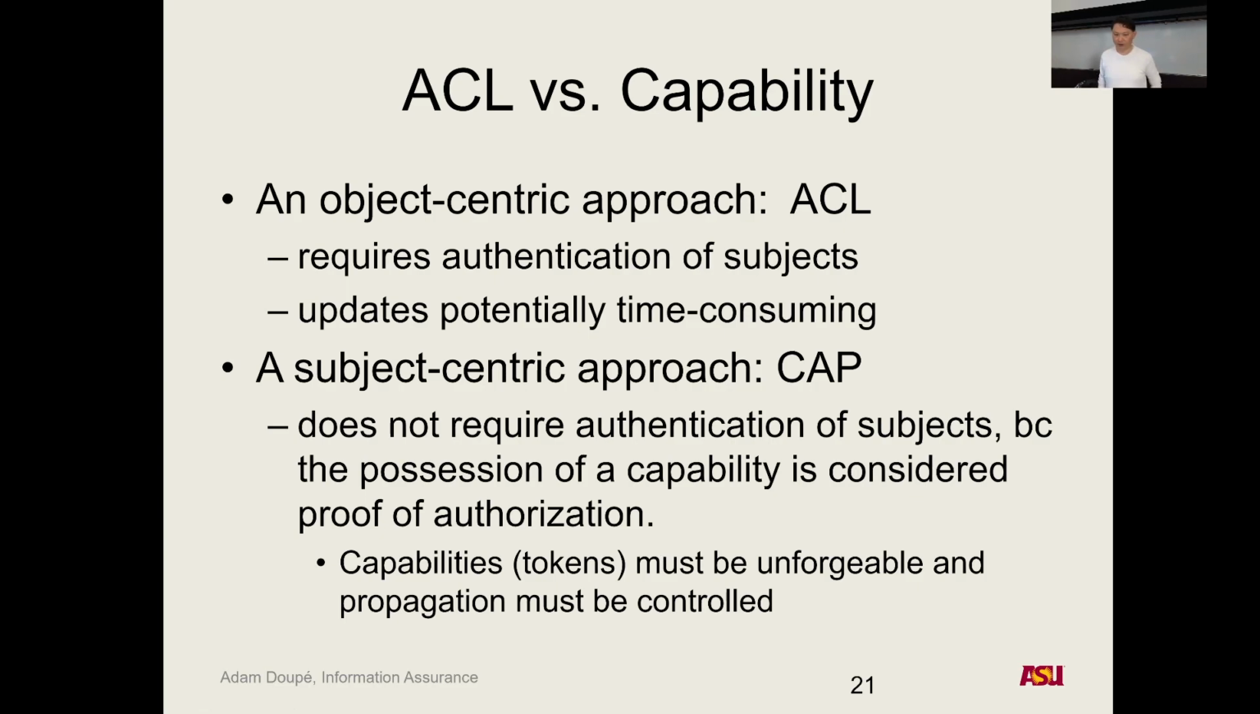Okay, let's compare the two approaches. ACL is an object-centric approach, right? So object F has this capability. Object G has this capability. That is the ACL, which requires authentication of the subject. So ACLs are based on the prerequisite of authentication first, and updates are potentially time consuming in this approach.